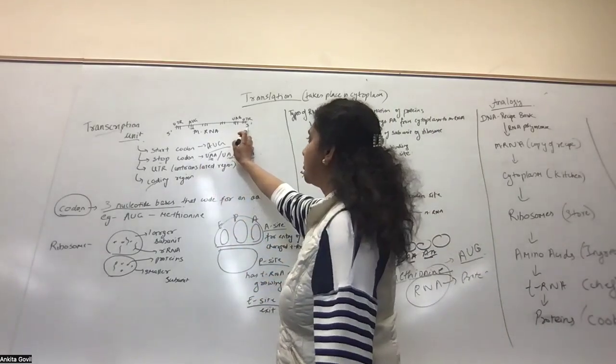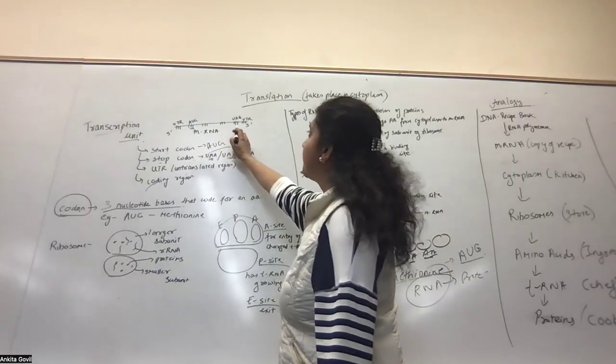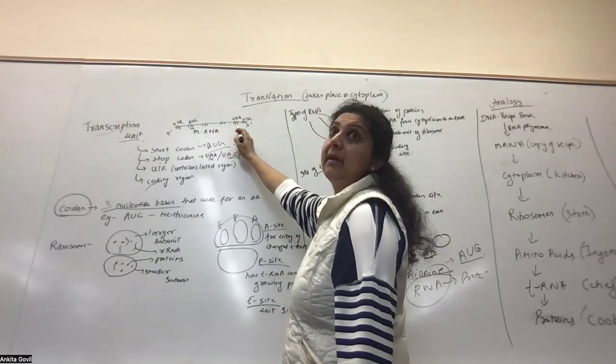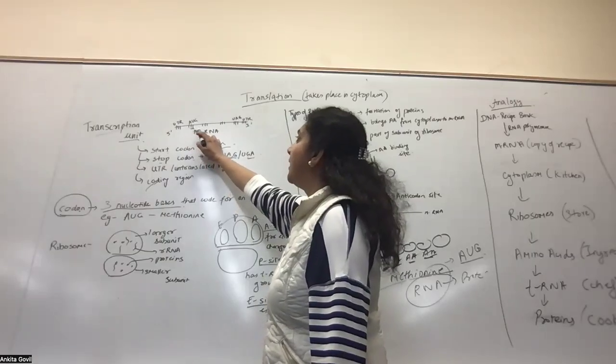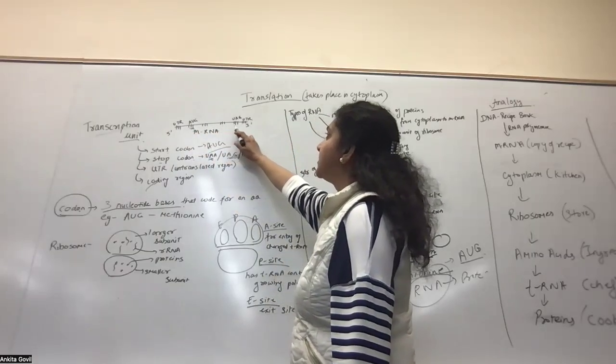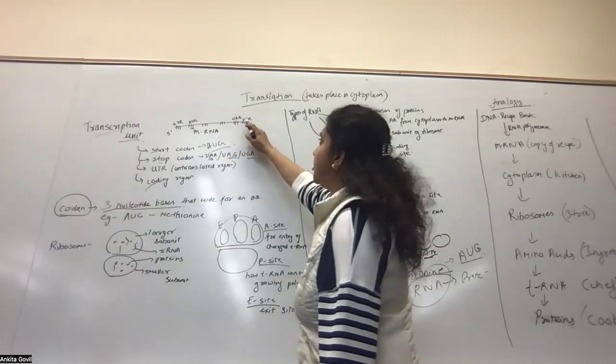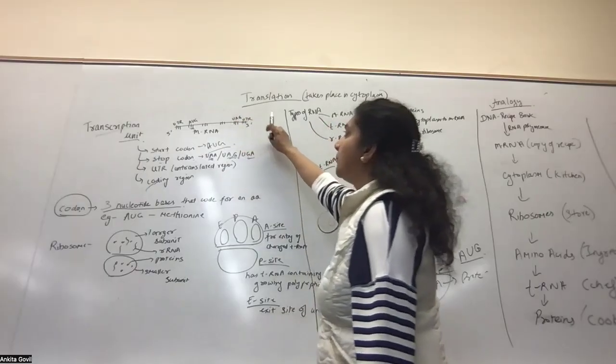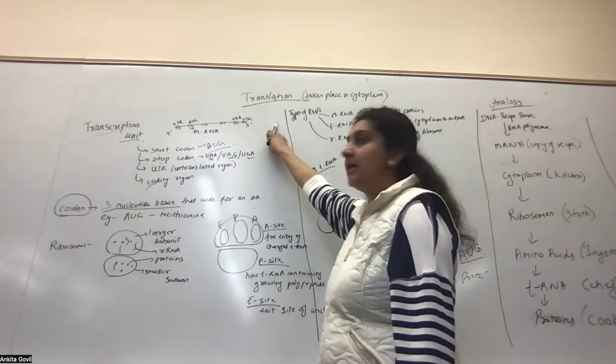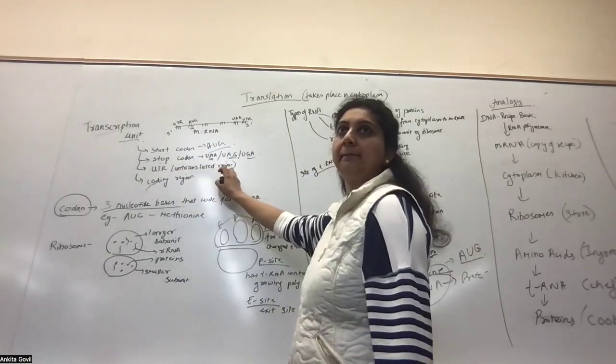So there are 3 stop codons. Now this is the stop codon here in the end. So when the protein synthesis is taking place, once this codon is reached, the protein synthesis stops. Okay, so there is a stop codon.